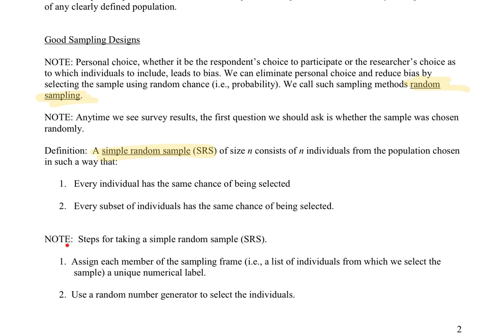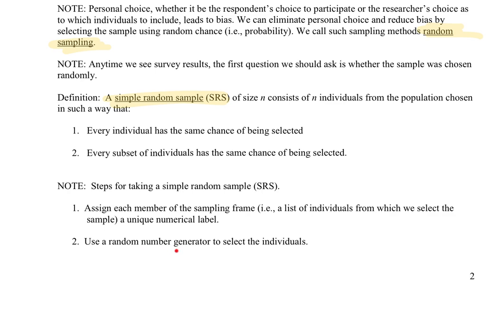Note, steps for taking a simple random sample, or SRS. Assign each member of the sampling frame a unique numerical label. A sampling frame is when you have a list of individuals from which you select the sample. So assign each member of the sampling frame a unique numerical label. Then use a random number generator to select the individuals. Does that make sense?